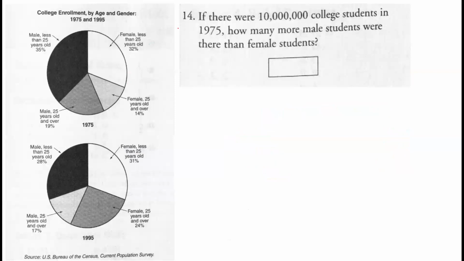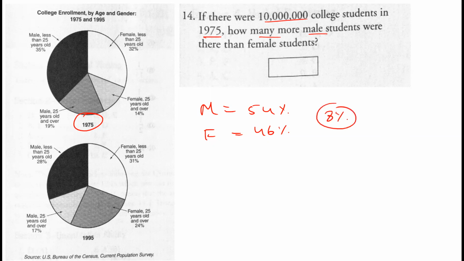Okay, so we have a question over here that contains a graph. There were 10 million college students in 1975. How many more male students were there than female students? In 1975, males were 35 plus 19, that is 54%, and females were 32 plus 14, that is 46%. So the total number of students was 10 million and the difference is 8%. So 8% more were male students. What is 8% of 10 million? It equals 800,000.